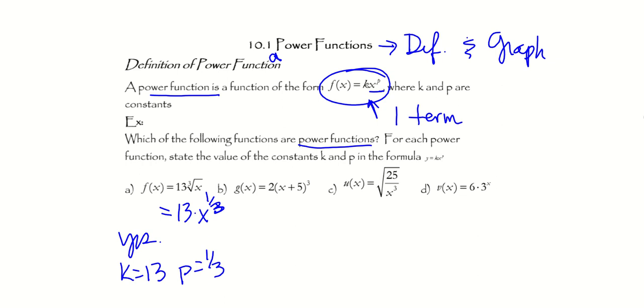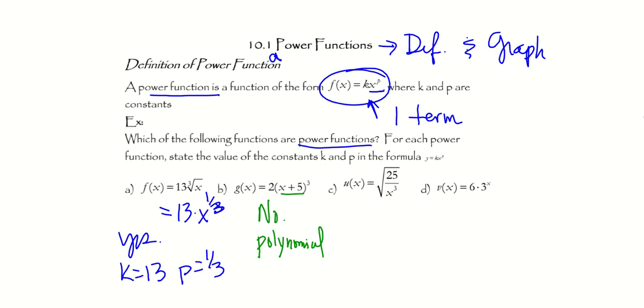Here I have g of x equals 2 times x plus 5 to the 3rd. Looks a lot like a power function, except the base is not just x. There's something added to it. If we were to actually cube this x plus 5 and multiply those three x plus 5s together, right, we would not have a power function because there would be multiple terms. This is actually a polynomial function. Now let's go on and look at our next one.